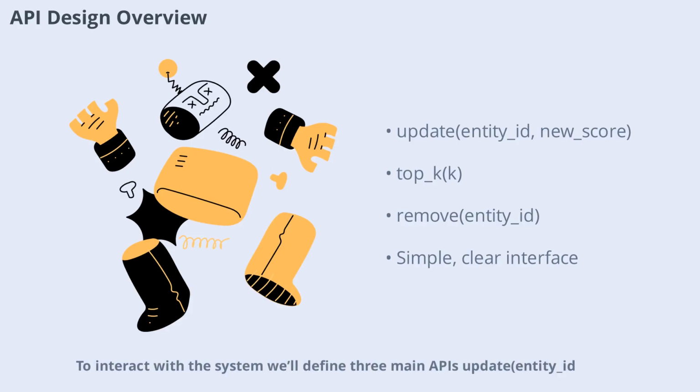To interact with the system, we'll define three main APIs: update(entityID, newScore), topK(K), and remove(entityID). The update function adds a new entity or updates an existing one. The topK function returns the top K entities, sorted by score and then by entity ID. The remove function deletes an entity from the ranking. These APIs provide a clear and concise interface for clients to manage and query the ranking data.